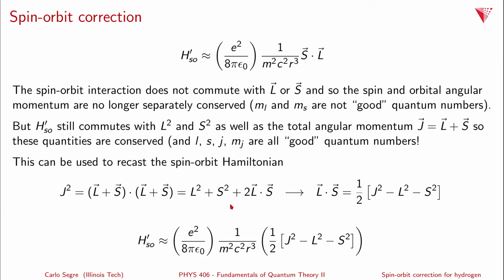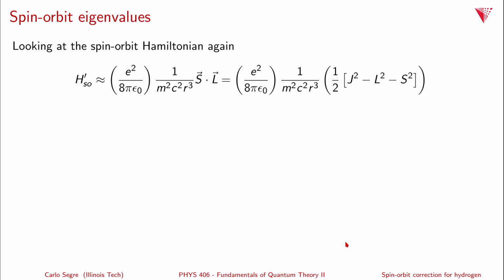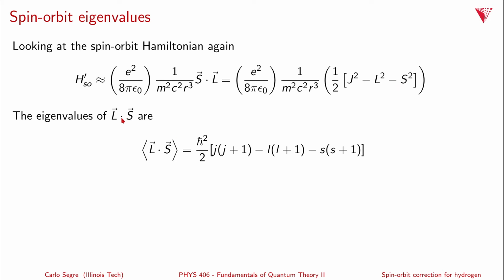And consequently, our spin orbit Hamiltonian can be rewritten as H prime SO is approximately equal to e squared over 8 pi epsilon naught times 1 over m squared c squared r cubed times the quantity 1/2 times J squared minus L squared minus S squared. And that's the spin orbit Hamiltonian that we're dealing with now. We calculated it as S dot L, then we converted the S dot L into J squared minus L squared minus S squared times 1/2. The eigenvalues of L dot S can now be written down, right?